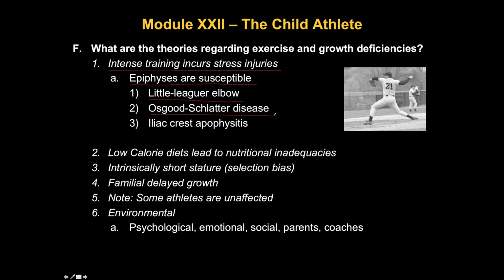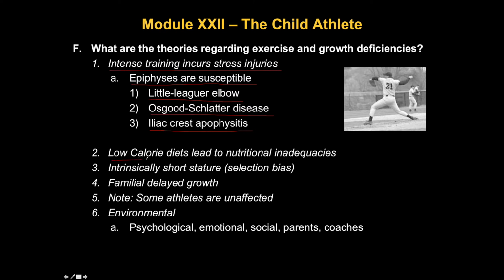There's Osgood-Schlatter disease, which is a development of a painful lump below the kneecap. Sports that predispose a child to this are running and jumping and any kind of swift change in direction. Then there's the iliac crest apophysitis, which basically is an inflamed growth plate, and it's very, very painful. So these are all associated with too much stress from exercise and participating in a particular sport.